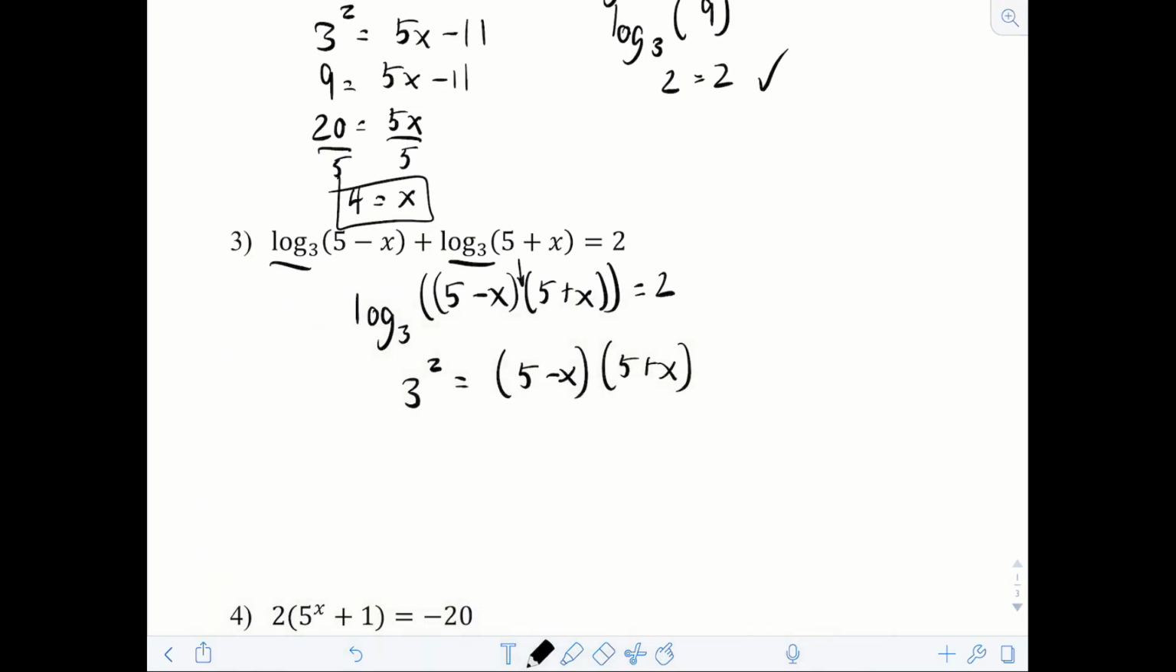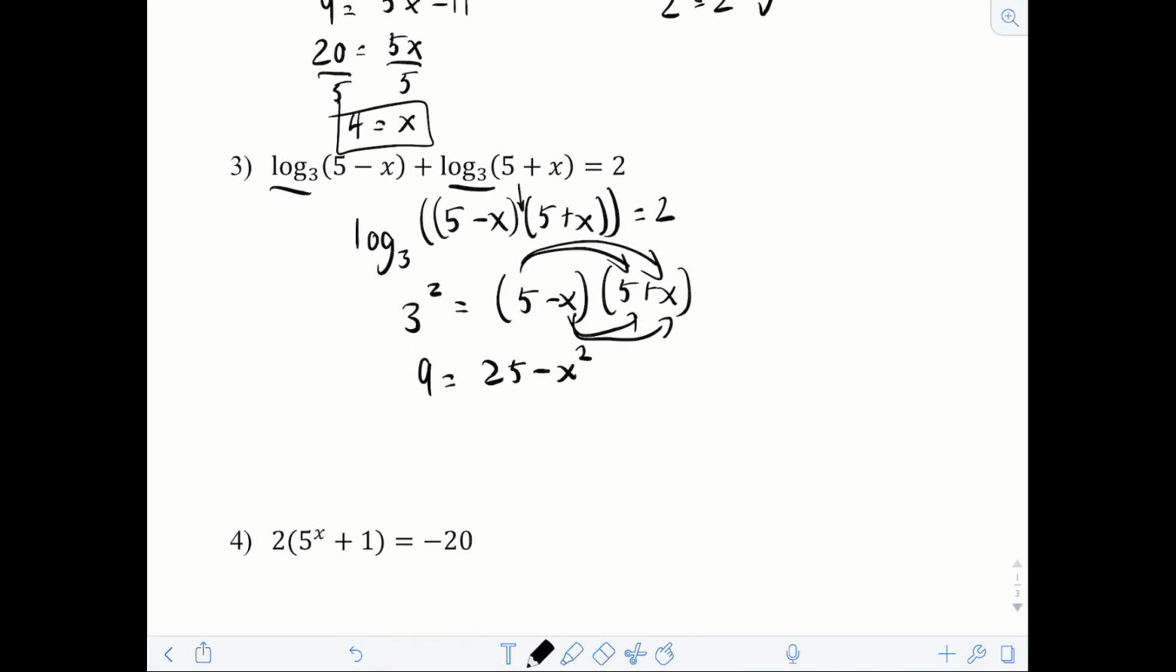So if I FOIL this out, right, first, outer, inner, last, I end up getting 9 is equal to 25 minus 10x plus, actually that's not going to be 10x, that's not going to be there, so 25 minus x squared. I'm going to bring the 9 over.